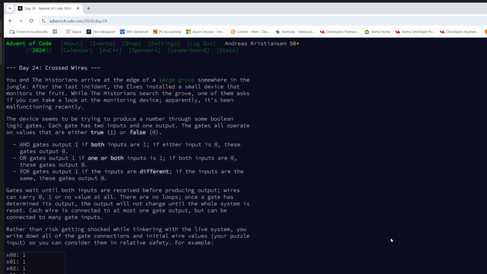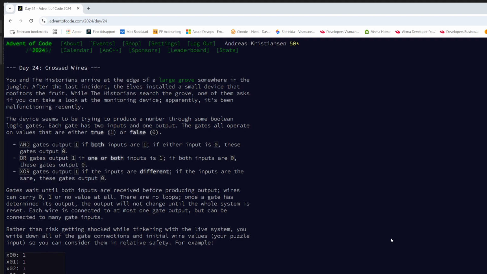You and the historians arrive at the edge of a large grove, somewhere in the jungle. After the last incident, the elves installed a small device that monitors the fruit. While the historians search the grove, one of them asks if you can take a look at the monitoring device. Apparently it's been malfunctioning recently. The device seems to be trying to produce a number through some Boolean logic gates. Each gate has 2 inputs and 1 output. The gates all operate on values that are either true or false.